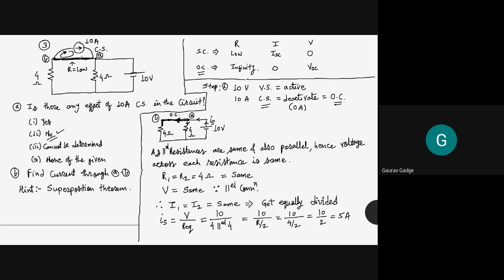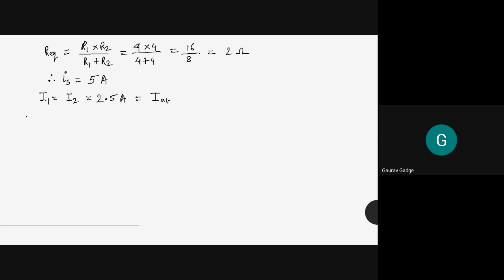Okay, this is your step number 1. 10 volt voltage source active, 10 ampere current source deactivated, that is 0 ampere. And to deactivate that current source, you have to put an open circuit. Okay, now step 2.